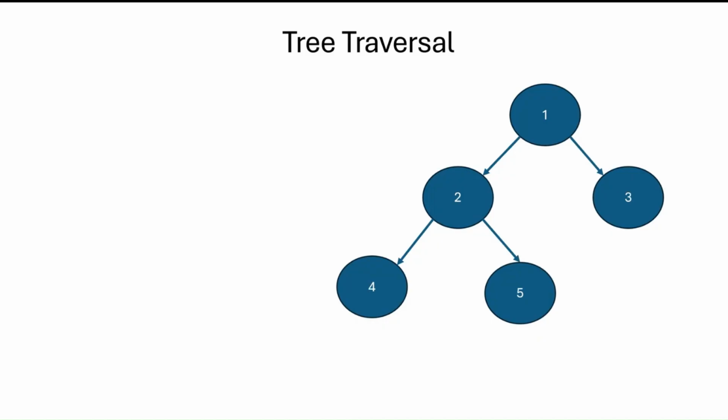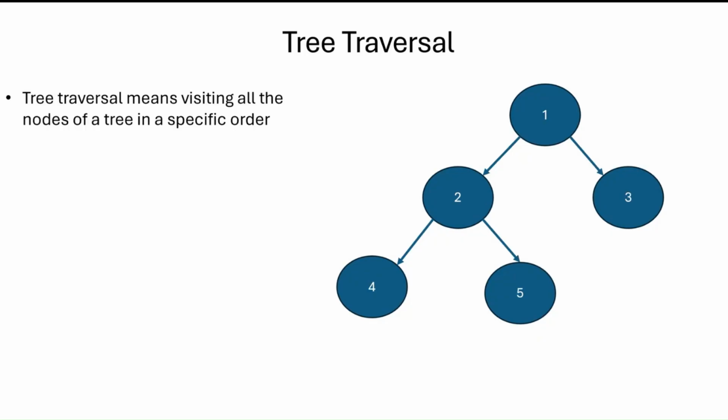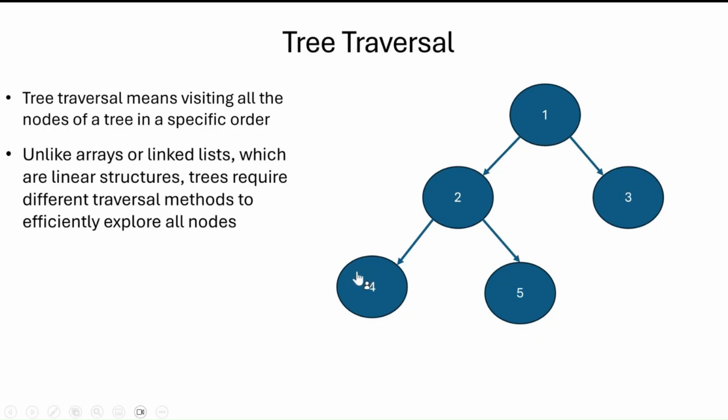Before going into the details of each technique, let's first understand what tree traversal means. Tree traversal means visiting all the nodes of the tree in a specific order. Unlike arrays or linked lists, which are linear data structures, trees require different traversal methods to efficiently explore all the nodes. If you see this tree as an example, one node of the tree can be connected to multiple nodes. So it basically creates multiple paths, and we need to visit all these paths efficiently to visit all the nodes of the tree.